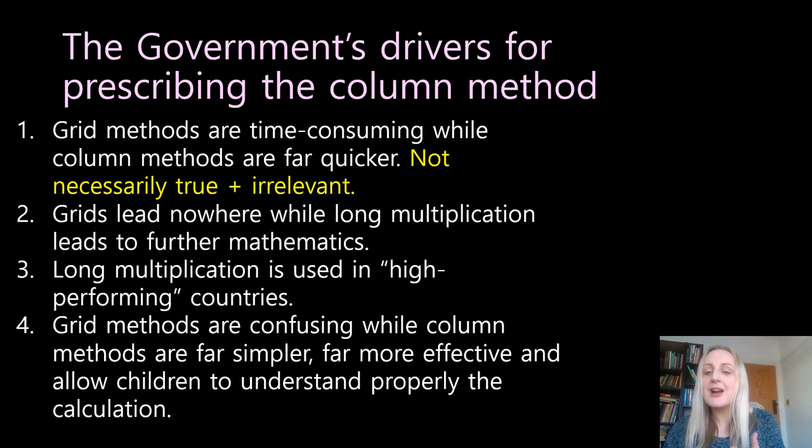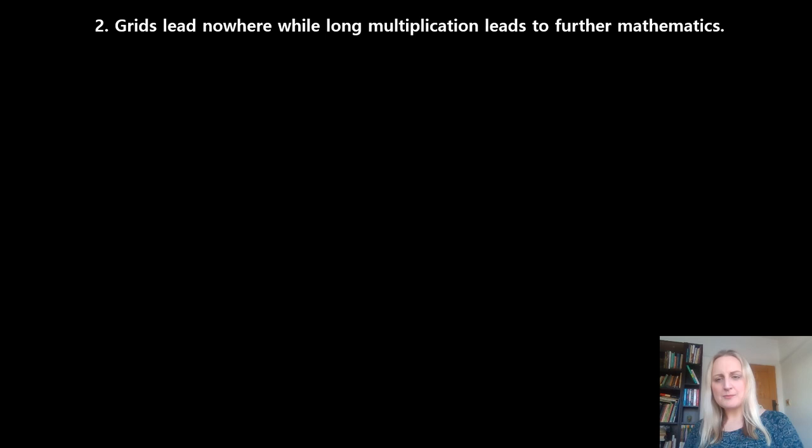So let's look at the next driver on our list, which was that the government said that grids lead nowhere while long multiplication leads to further mathematics. Now, I think you can guess what I'm going to say here. So apparently grids lead nowhere, and that's, we know, nonsense. But more interesting is the fact that the government is trying to tell us that column methods lead somewhere, because I really don't think they do.